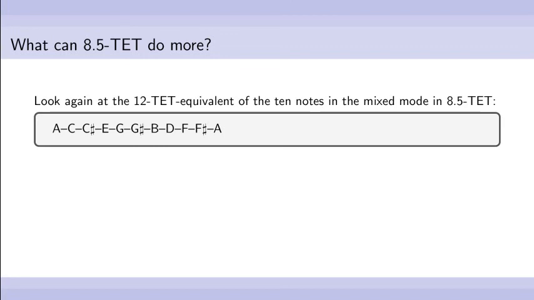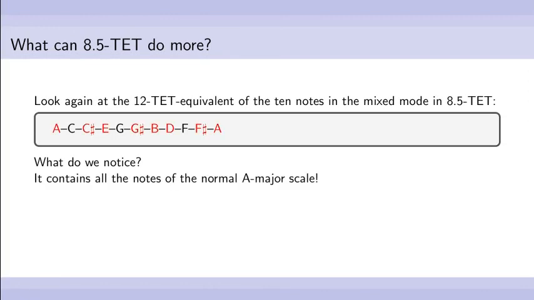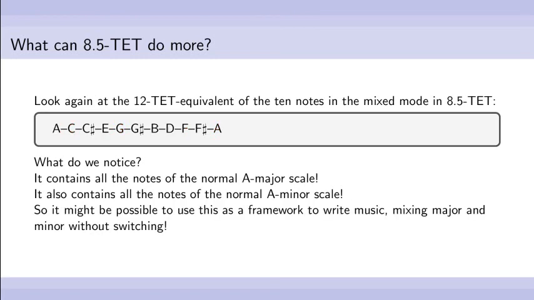Look again at the 12 TET equivalent of the 10 notes in the mixed mode in 8.5 TET. What do we notice? It contains all the notes of the normal A major scale. It also contains all the notes of the normal A minor scale. So it might be possible to use this as a framework to write music, mixing major and minor without switching.